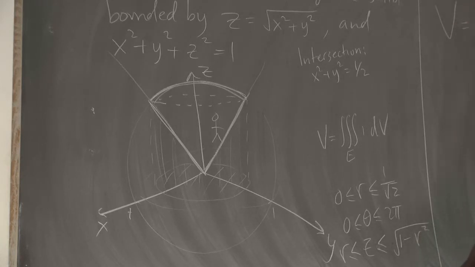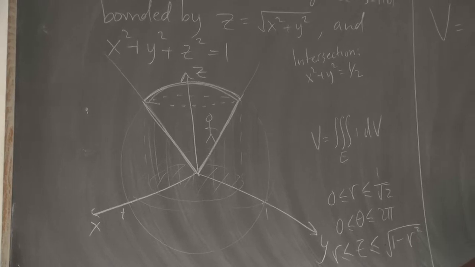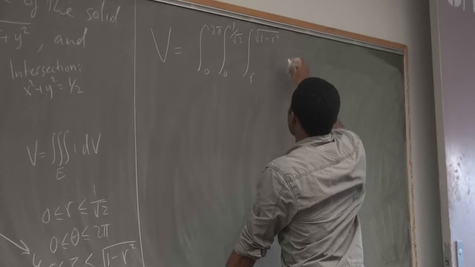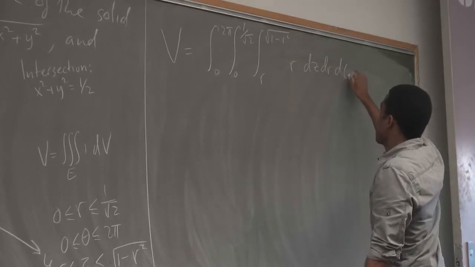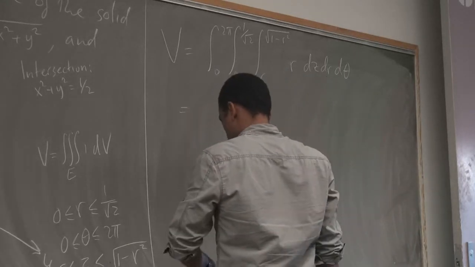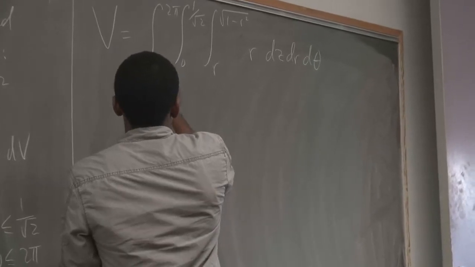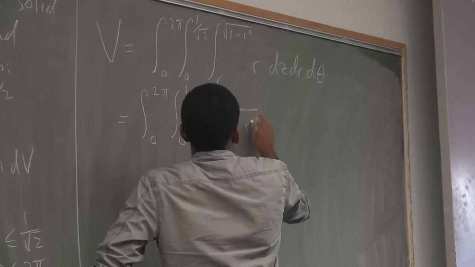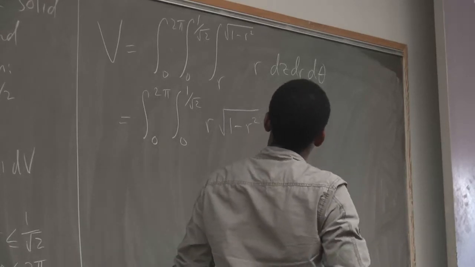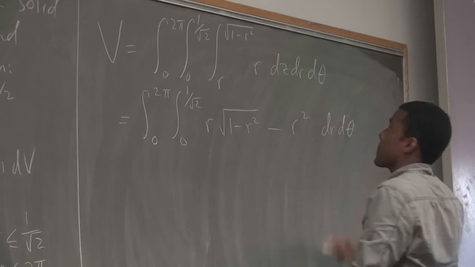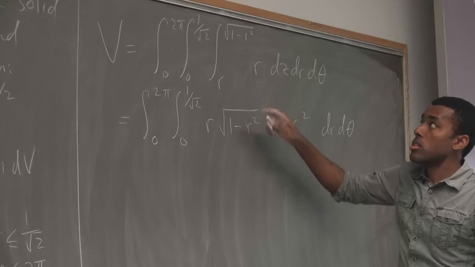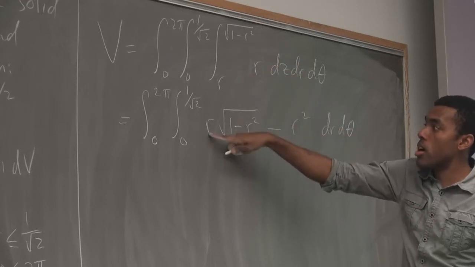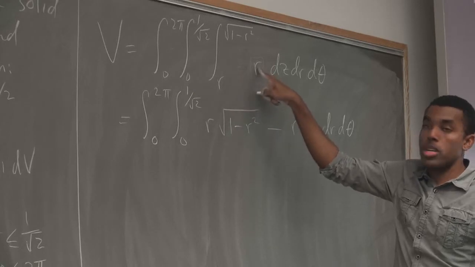And so in this case, the volume would be given by the integral from 0 to 2 pi, from 0 to 1 over radical 2, and z from r up to the radical of 1 minus r squared, of r dz dr dtheta. Integrating with respect to z first, you just get z, and you plug in this guy, so you have r times the radical of 1 minus r squared, minus r times r, r squared.